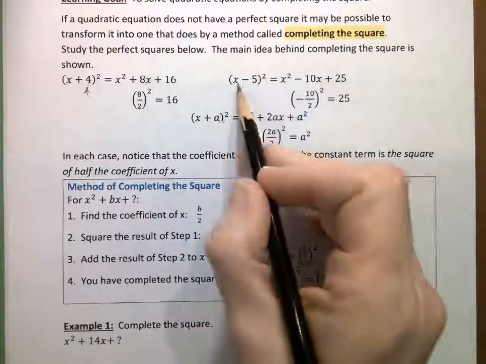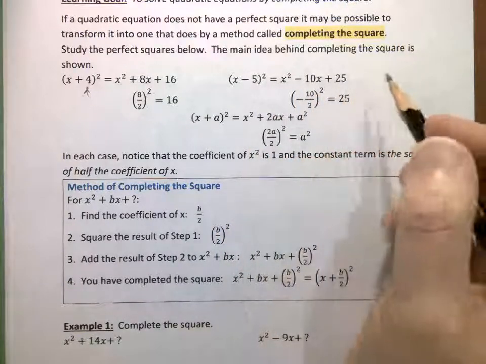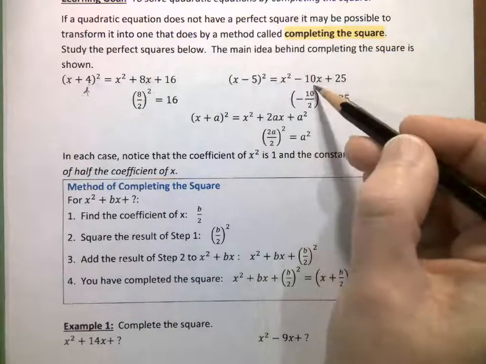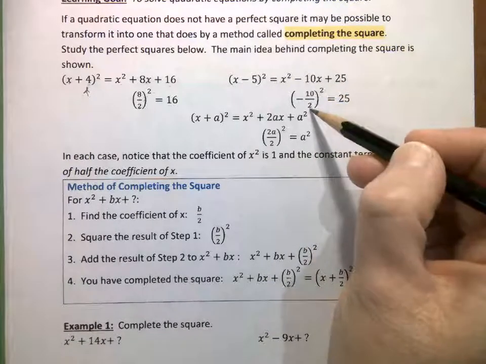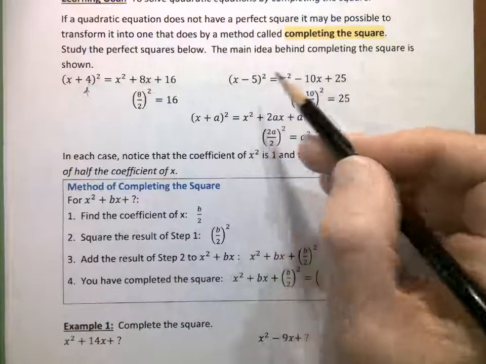Okay, so let's look at this one. This time I have x minus 5 squared equals x squared minus 10x plus 25. If I take the negative 10 and divide it by 2, I get negative 5, and I square it, it gives me the 25. Negative 5 is what goes here.